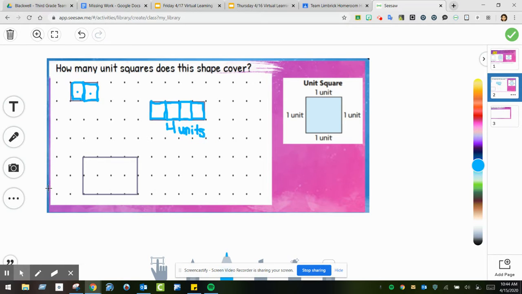Any guesses about this one? Let's go ahead and find out. 1, 2, 3, 4. Now I have to do the rest on the bottom. 5, 6, 7, 8. This rectangle is 8 units of area.